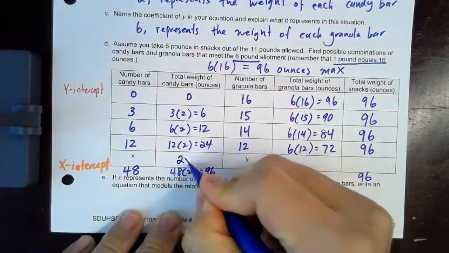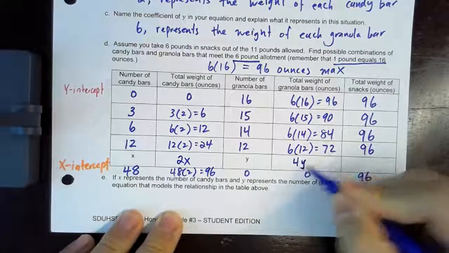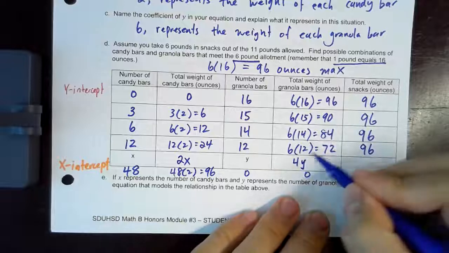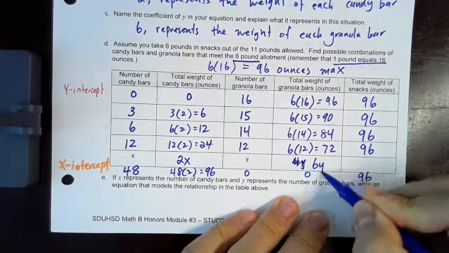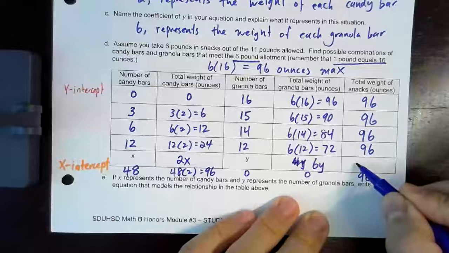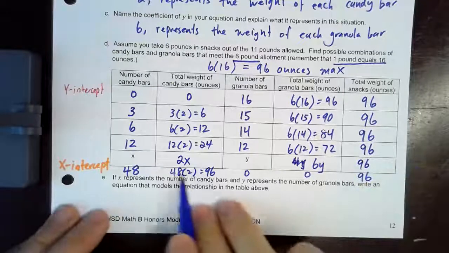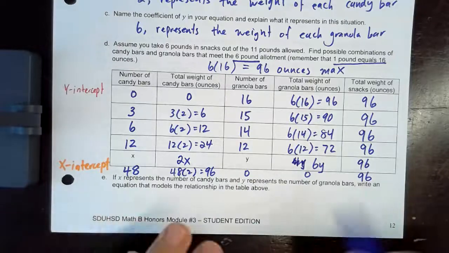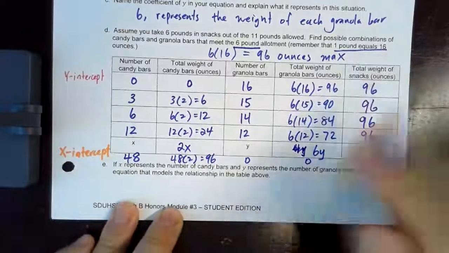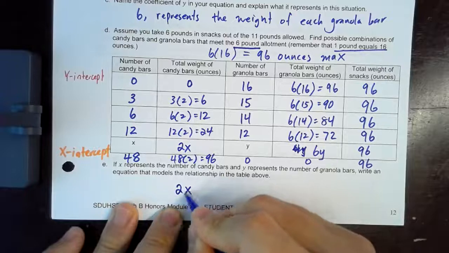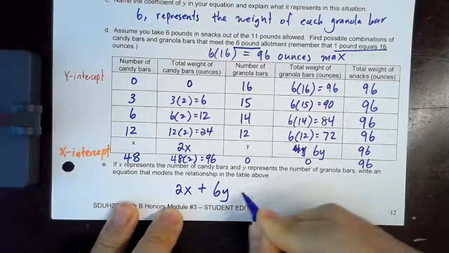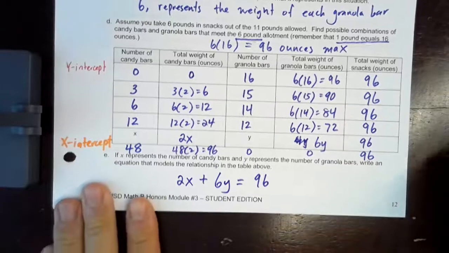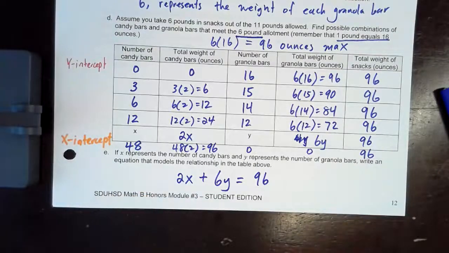And go ahead and just write 2x over here and 6y. I'm sorry, not 4y. Where did I get the 4? 6y, and you realize that that has to equal 96, right? And essentially, this bottom row, this last row on the table, is our equation in standard form. 2x plus 6y is going to equal 96.